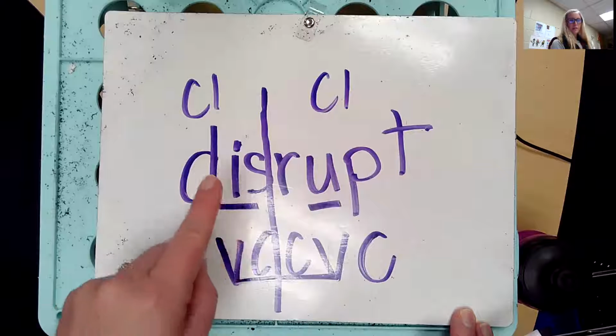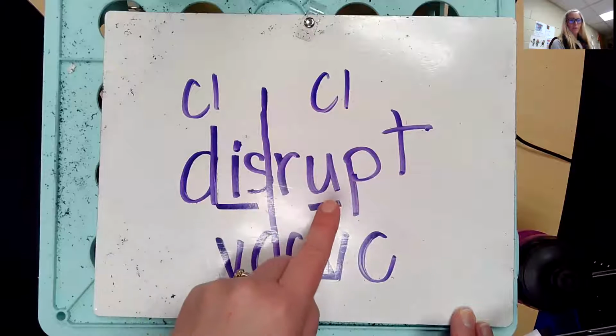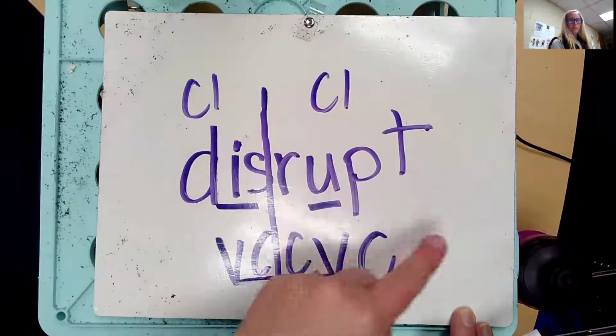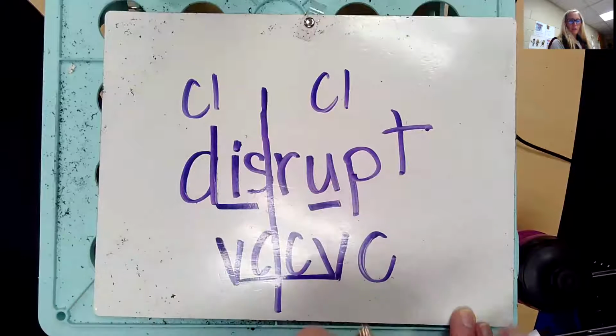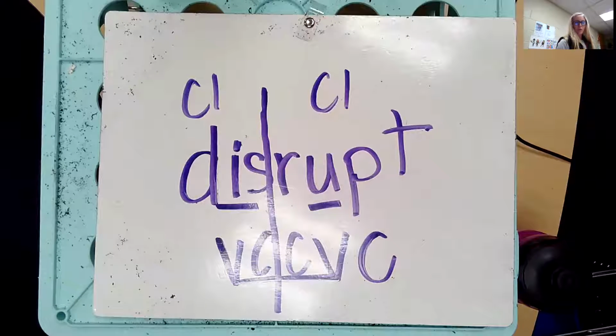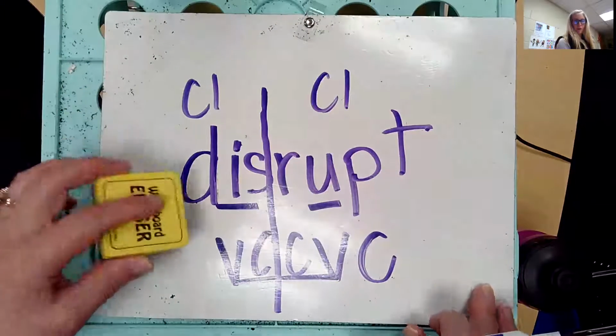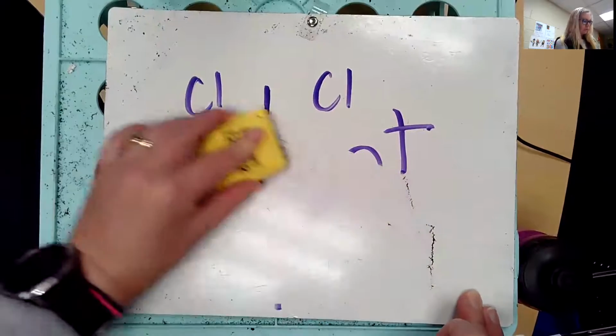Dis, rupt. Put it together fast. Disrupt. Say it fast. Disrupt. Okay, disrupt means to cause disorder, craziness, chaos. Disrupt. How'd you do on that word? Did you figure it out? All right, erase your boards. Let's move on to the next one.